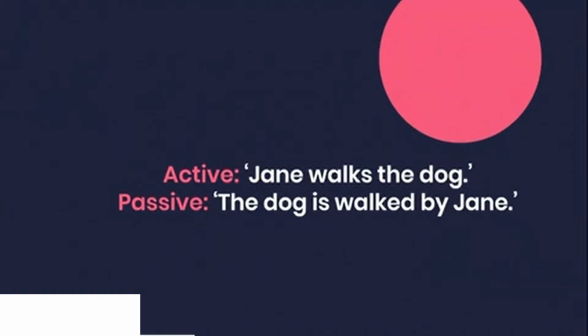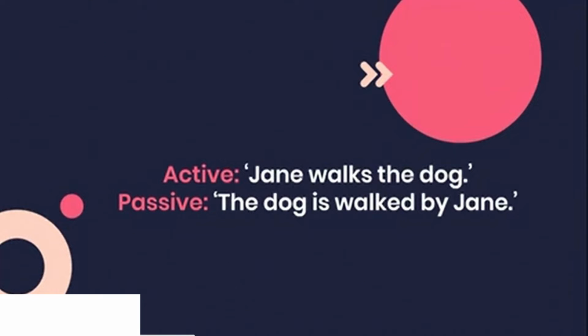Okay, now let me show you an example of an active to passive transformation. Have a look at this sentence. It's in present simple tense, and it's in the active form. You already know the active form. It's the most basic structure of a sentence. So the active version of the sentence is Jane walks the dog. The passive version is the dog is walked by Jane.